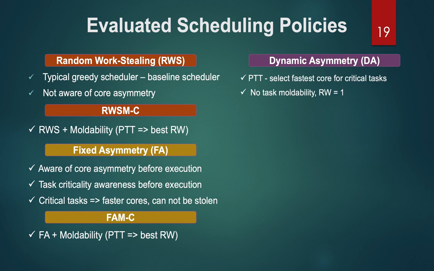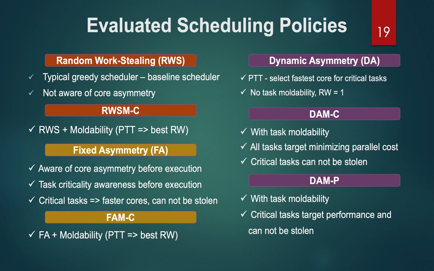DA is without task modability and keeps the original resource width of 1, only using the PTT to search for the fastest core for critical tasks and the best resource width for the non-critical tasks. DAMC and DAMP we have introduced before. All the schedulers are implemented based on the CTOL runtime, and here we provide a GitHub link in the footnote.